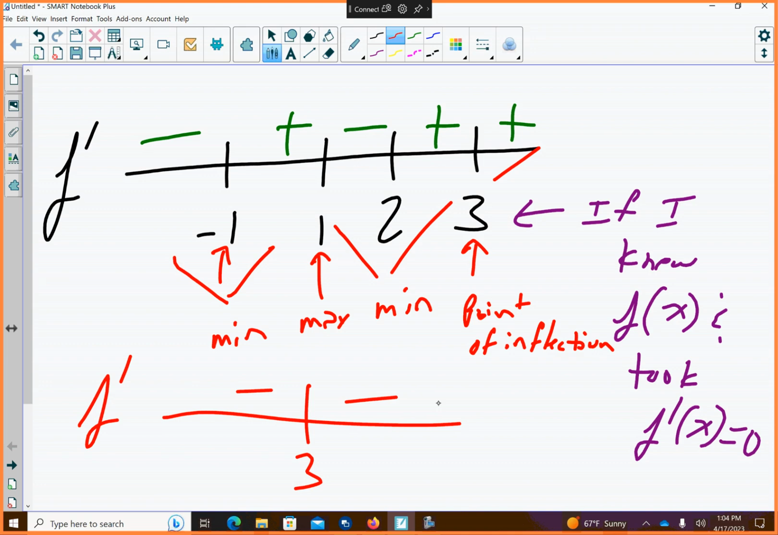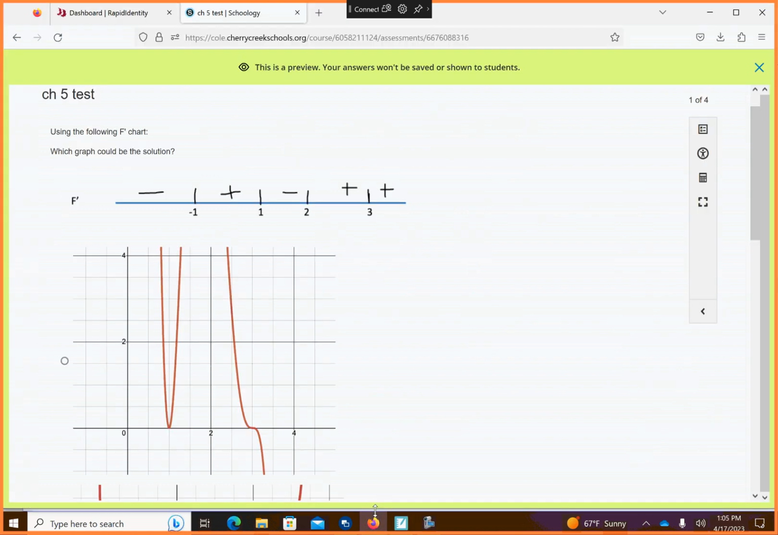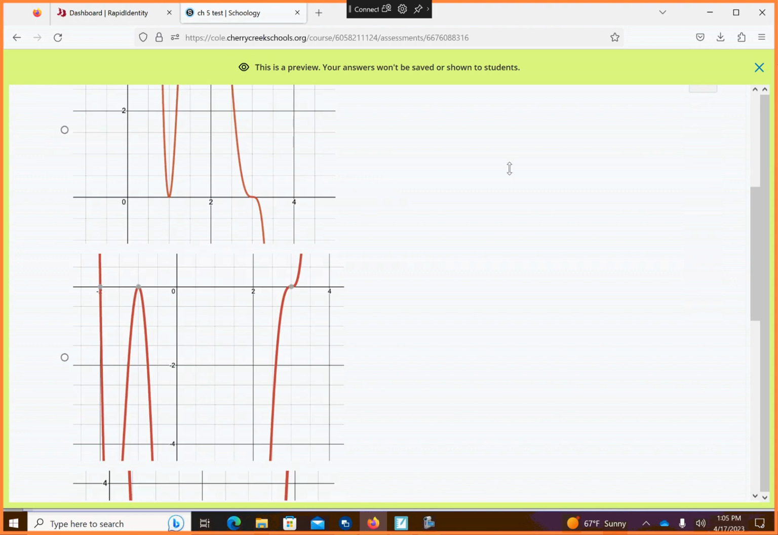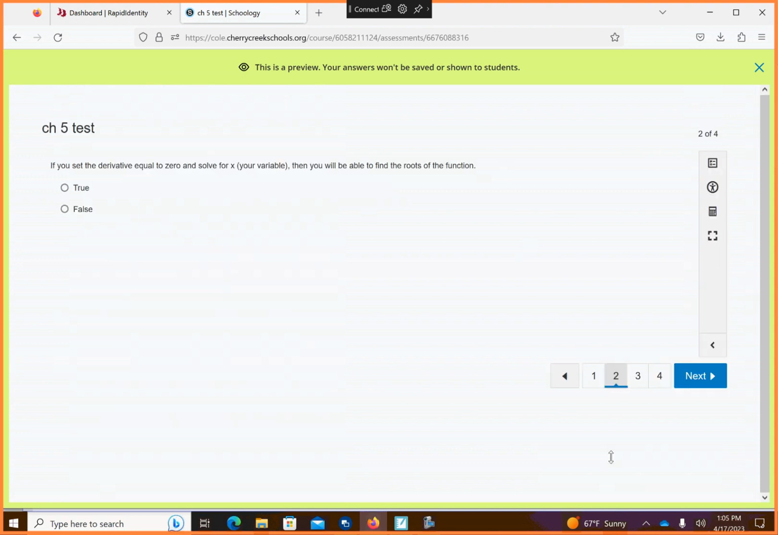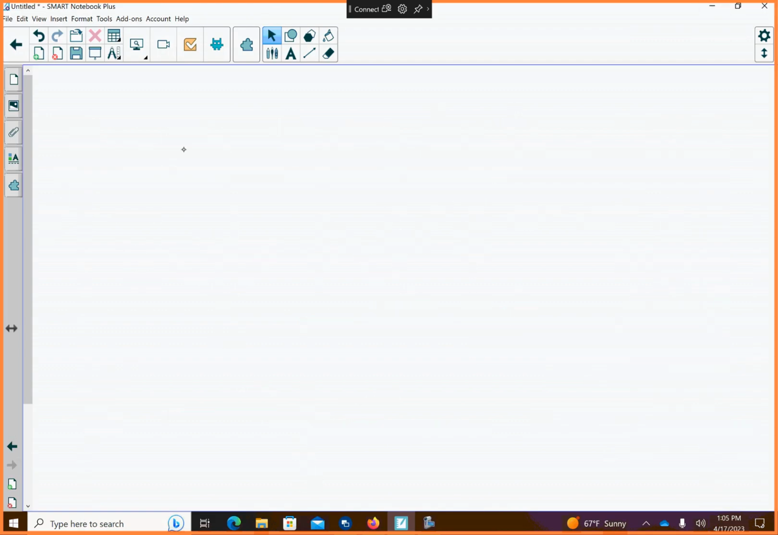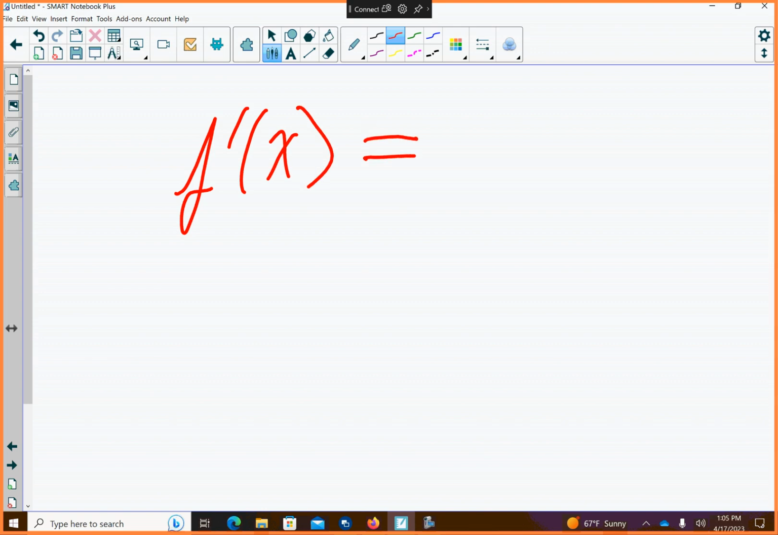All right, let's take a look at the next question on this quiz, or this thing we worked on the other day. Number 2. If you set the derivative equal to 0 and solve for x, then you find the roots. So if you set the derivative equal to 0, you find the roots. So if I did this, if this is set equal to 0, does this find the roots? Yes or no?